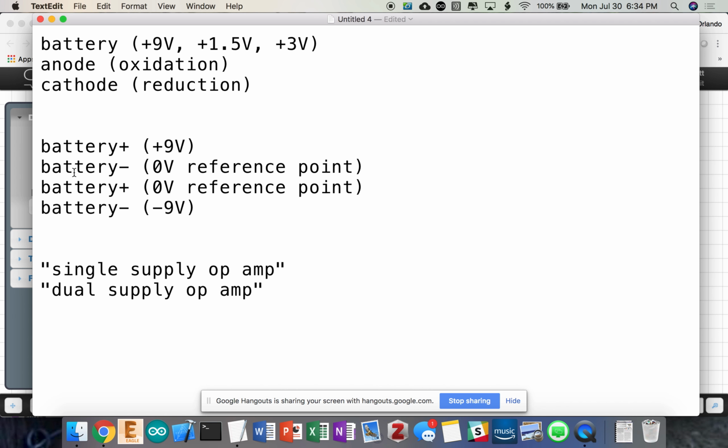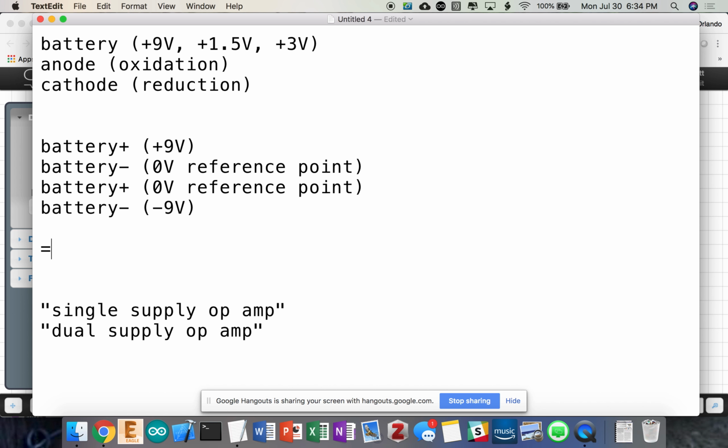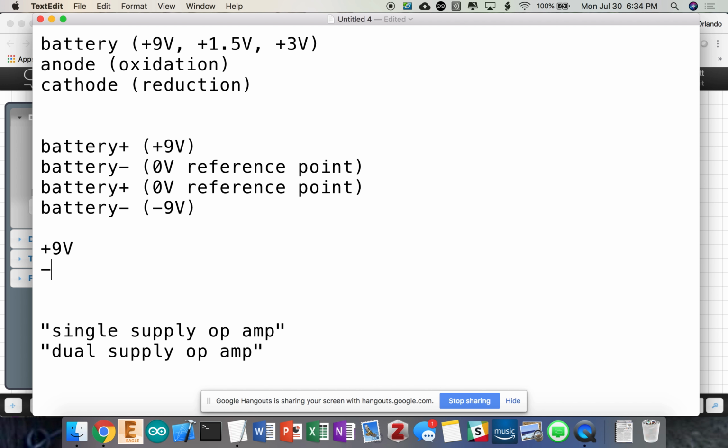Okay. So I could even do this with just one 9-volt battery. This gets a bit more tricky because I'd have to create it somehow with my circuit. But I could split this 9-volt battery into 4.5 negative and 4.5 positive with some fancy circuit designing. Okay.